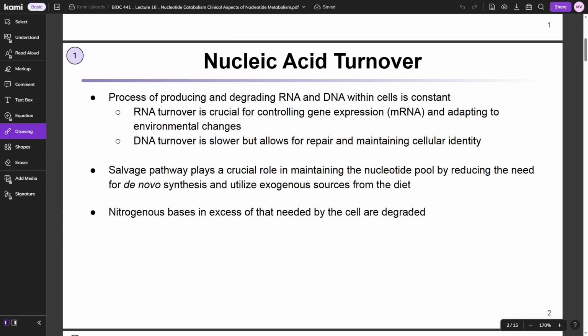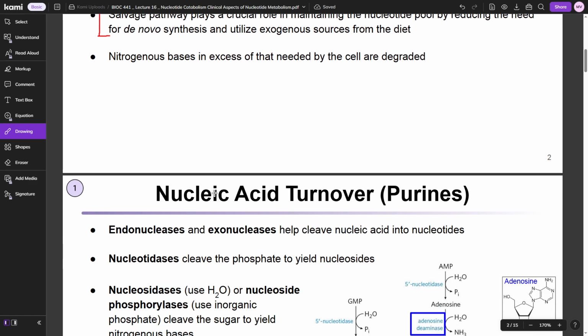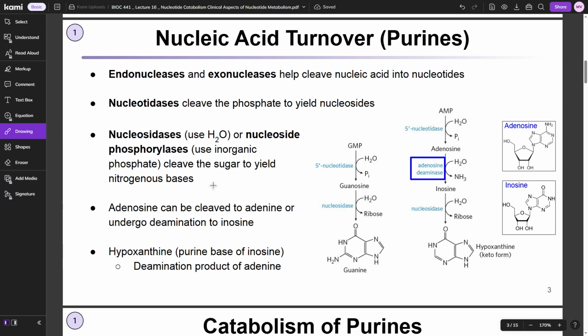Nucleic acid turnover is just the process of producing and degrading these different nucleotides that we've made. It's helpful for signaling pathways, like gene regulation, all that stuff. And salvage pathways are important because they help with maintaining the nucleotide pool. They also stop us from having to make new nucleotides, because nucleotide synthesis is not very efficient. So here we're going to talk about the degradation of purines.